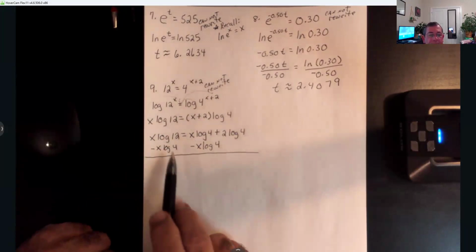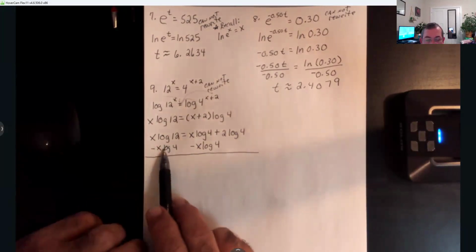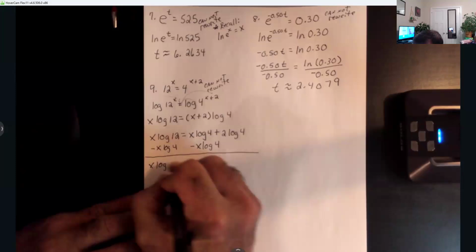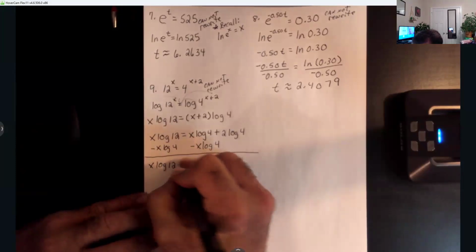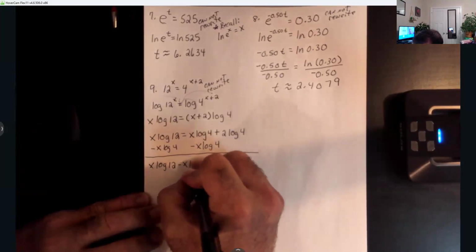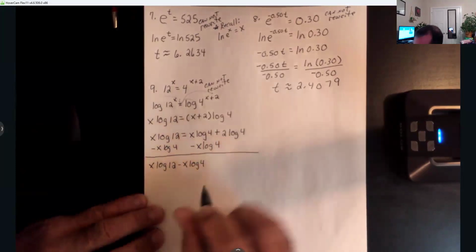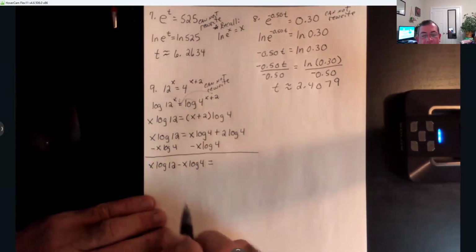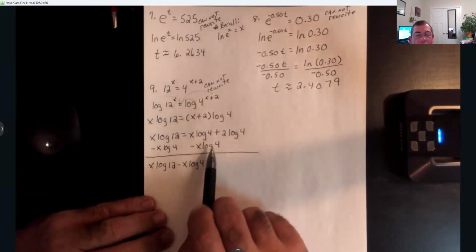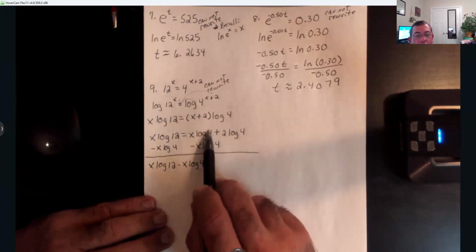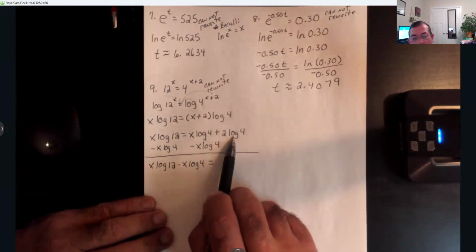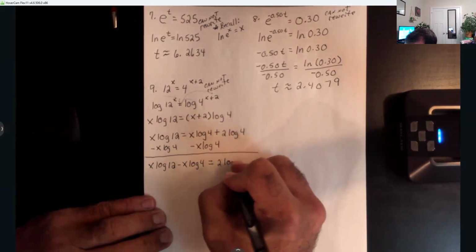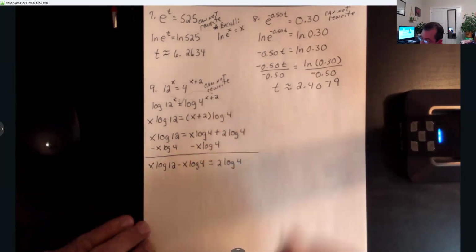So y'all, I want y'all to see this. These are not like terms. So that'll be a x log 12 minus the x log 4. So that's now my left side. Now, y'all, on the right side, the x log 4 and the negative x log 4 cancels. So all that's left is the 2 log 4.